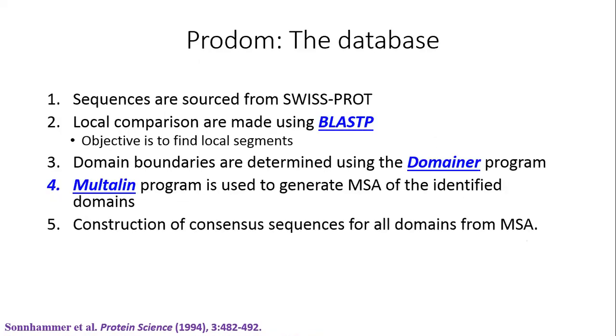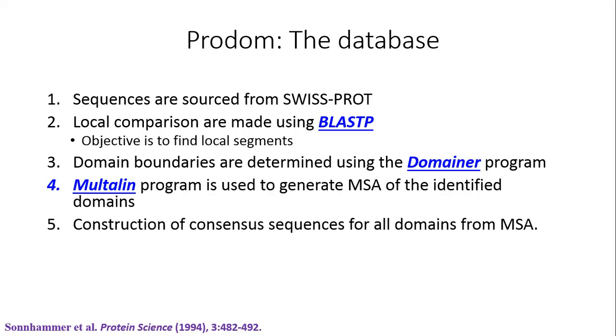Okay, so well, now let us talk about this database of domains, what we call ProDom. In order to create this database, whatever sequences were present back in 1994 in the SwissProt database were imported. Then the first task that was done was to perform local comparison. Why would BLASTP have been done here? Why not an entire multiple sequence alignment?